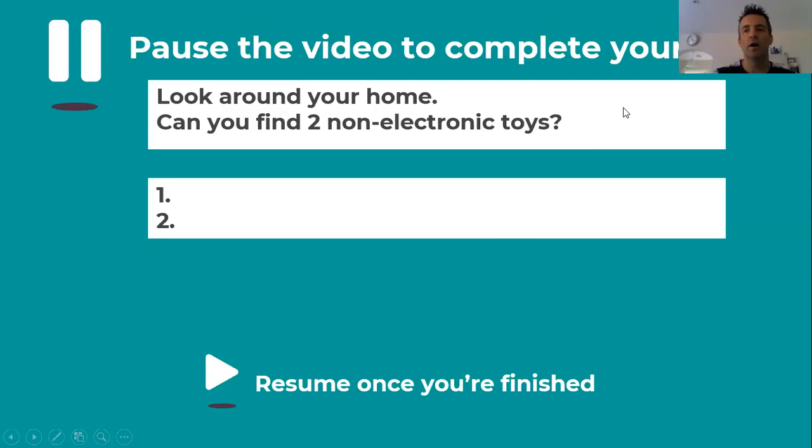So little task for you to do now then, guys, is to look around your home and can you find 2 non-electronic toys? If you want to write them down in your book, you can do, or you can just find them and just know that they are non-electronic toys. So off you go. Can you go and find 2? Pause the video now. Good luck.